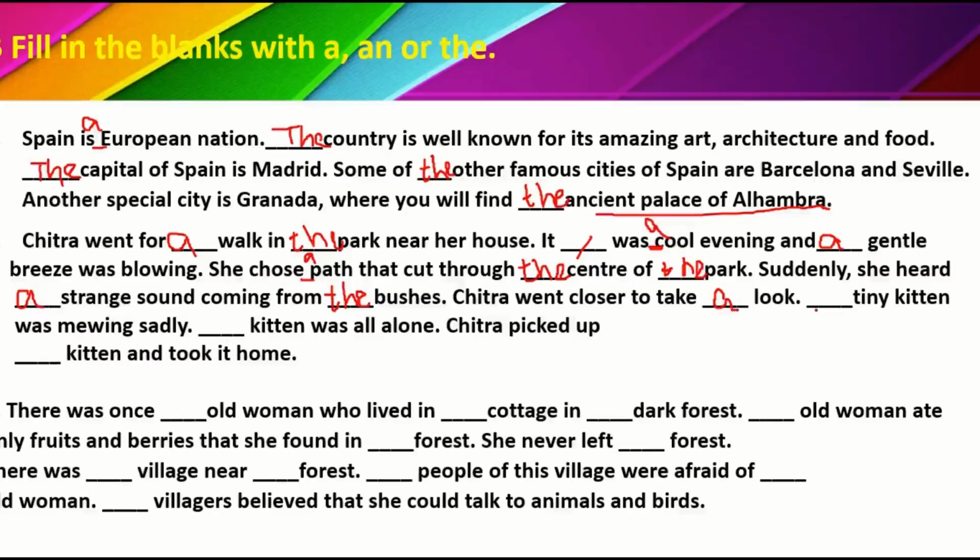Then what did she see? A tiny kitten was mewing sadly. "A" is talking about a singular one. Then the same word, kitten, is repeated over here, so we have to use the word "the". The kitten was all alone. Chitra picked up the kitten, again repeated, and took it home.